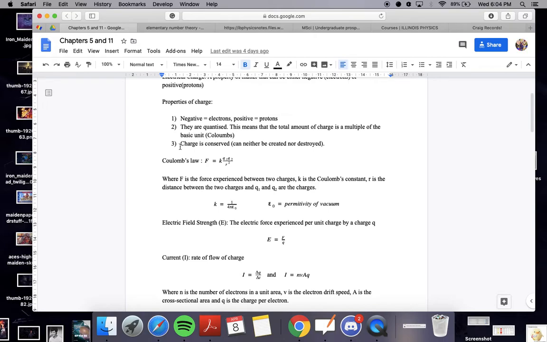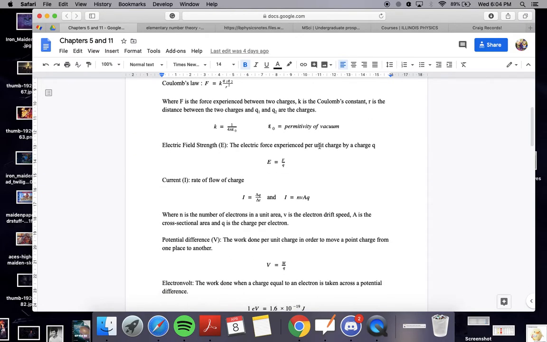Now the third property of charge is that charge is conserved, meaning like energy, it can neither be created nor destroyed. The amount of charge both before and after will remain the same. Now these properties of charge, you just need to know them. I've never really seen a case where they ask you to describe the properties of charge, but just keep them in mind. They can prove to be helpful.